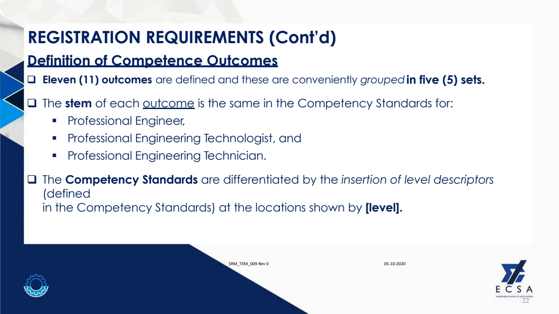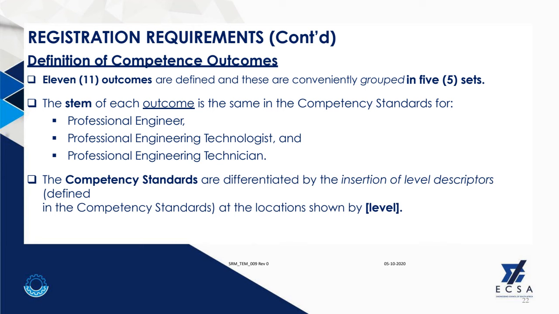The definition of the competence outcomes: the 11 outcomes are defined, and these are conveniently grouped into 5 sets. We'll just talk about them. The stem of each outcome is the same in the competency standard for professional engineer, professional engineering technologist, and professional engineering technician. And these competency standards are differentiated by the insertion of level descriptors defined in a competency standard as the location shown by the level.